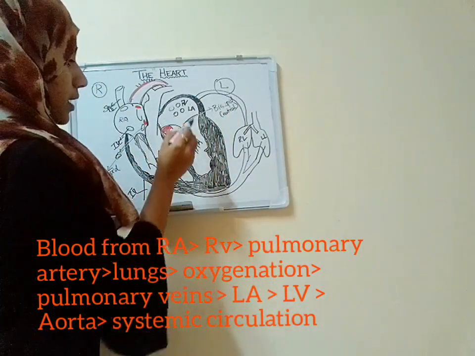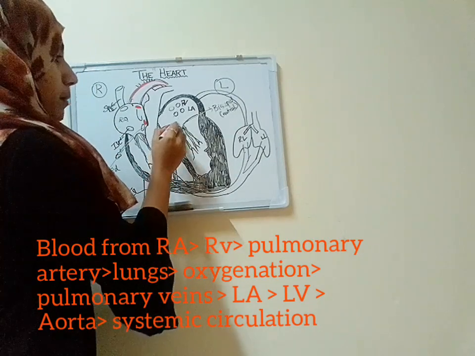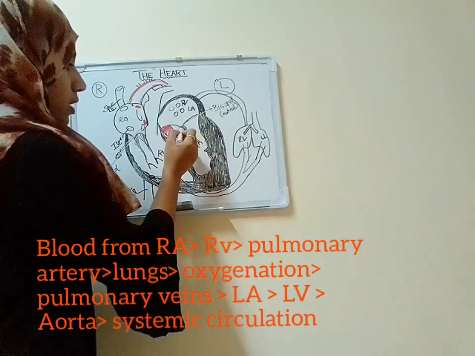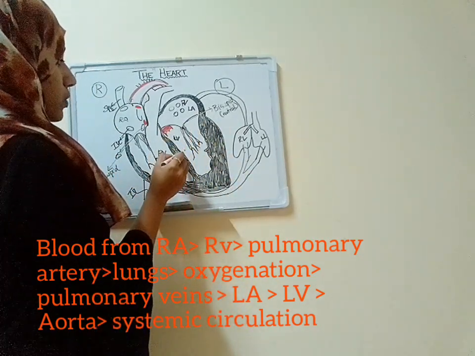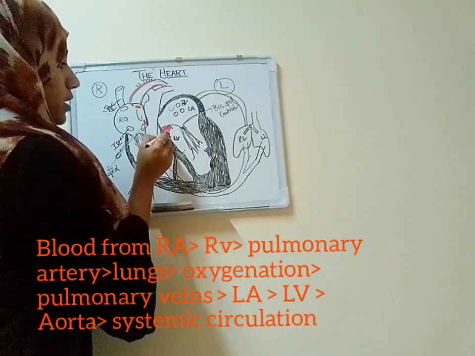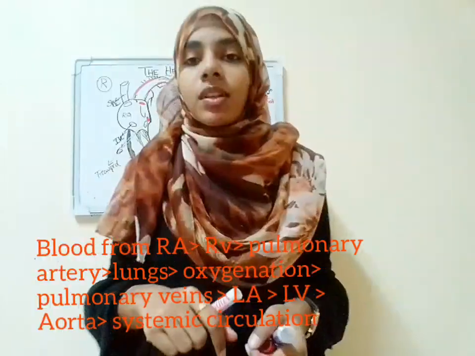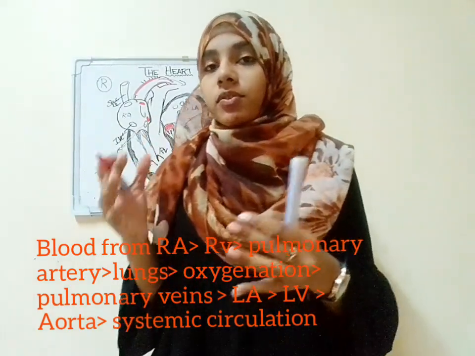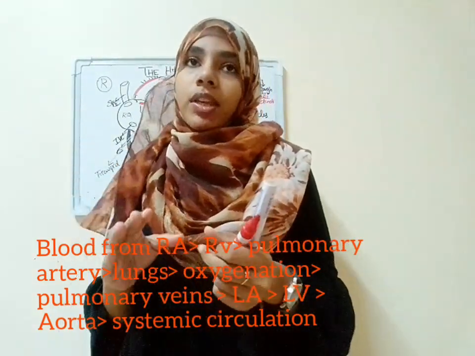So from here, the blood again gets pumped to the left ventricle via the mitral valve or the bicuspid valve, which we spoke about. And then from here, the blood is pumped to the systemic circulation via the aorta.